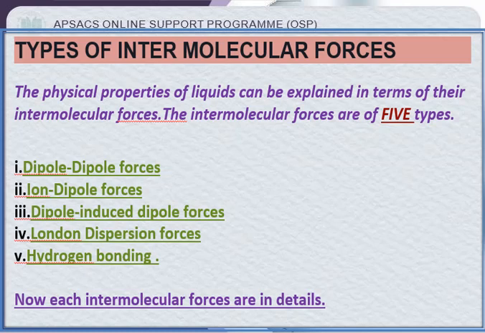Types of intermolecular forces. The physical properties of liquids can be explained in terms of their intermolecular forces. The intermolecular forces are of five types: dipole-dipole forces, ion-dipole forces, dipole-induced dipole forces, London dispersion forces, and hydrogen bonding. Now each of these intermolecular forces is discussed in detail.